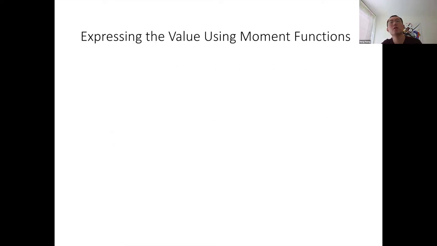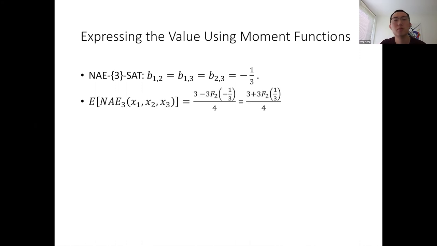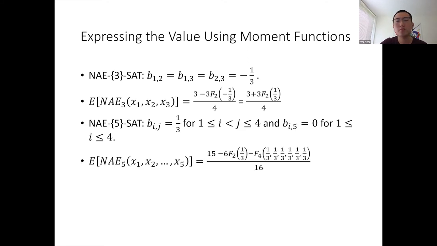Okay, now we can express the value using moment functions. So for NAE-3 set, it's given by 3 minus 3 times f2 of minus 1/3, divided by 4. Okay, and since f2 is an odd function, this is equal to 3 plus 3 times f2 of 1/3, divided by 4. And for NAE-5 set, it's equal to 15 minus 6 times f2 of 1/3 minus f4 of all 1/3s, and then all divided by 16. So here we actually use a very simple fact that any moment involving x5 is going to be 0, because all the pairwise biases involving x5 are 0. That's a very simple fact, very easy to prove.